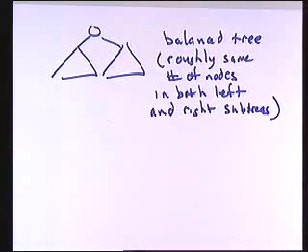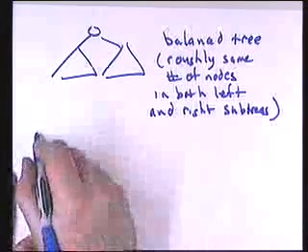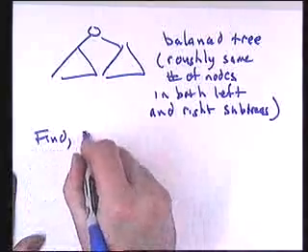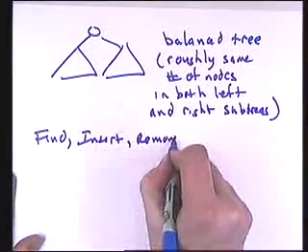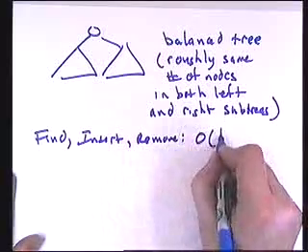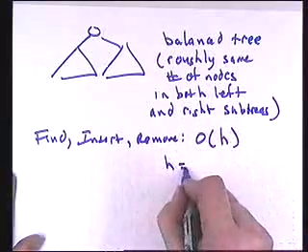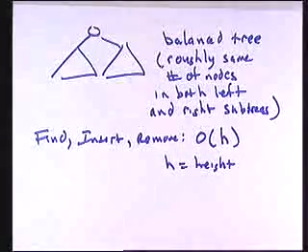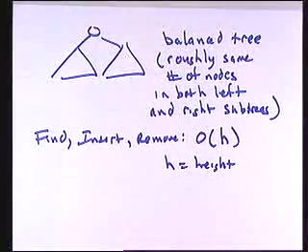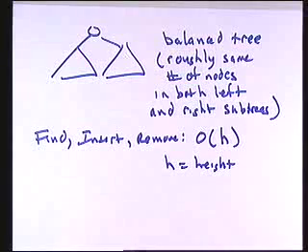The reason being that all our operations, find and insert and remove, can be thought of as being on the order of the height, h, where h equals the height. Because the worst case height would be our worst case time. Find searches from the root down to the node or your null pointer. Insert searches from the root down to a null pointer to be able to insert.